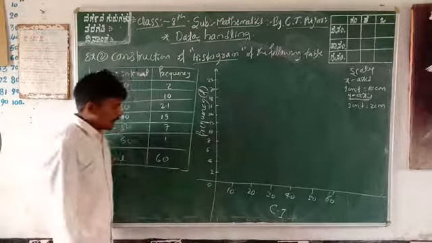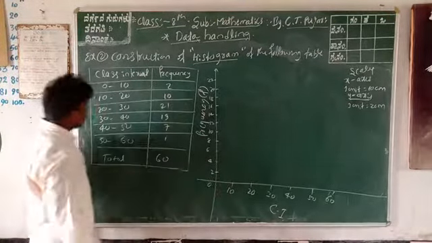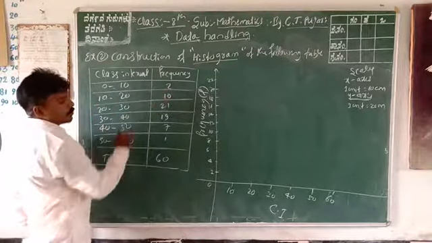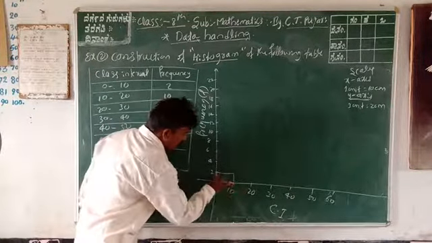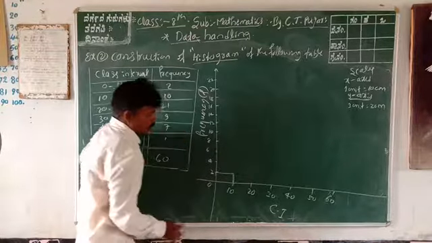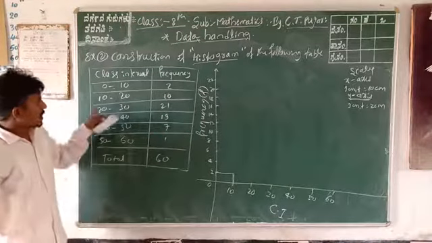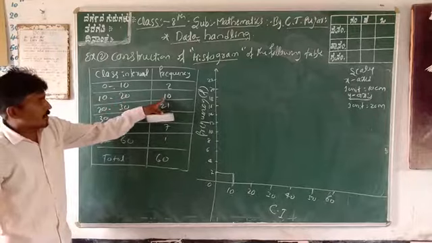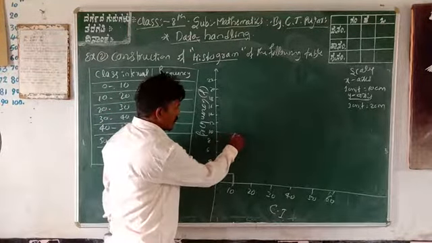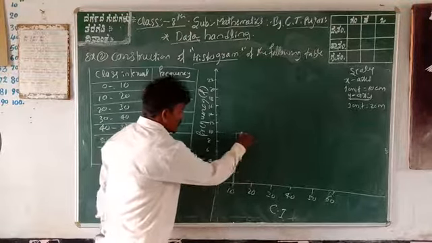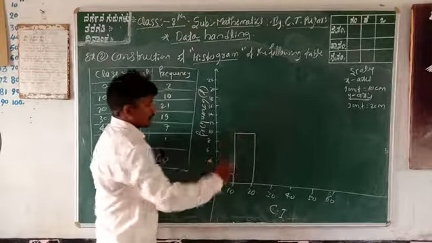Right. 0 to 10. How many students are here? 2 is there. You can take 2. First one is 2. Next one is what? 10 to 20. How many frequencies are there? 10 is there. Where is 10? This is 10.